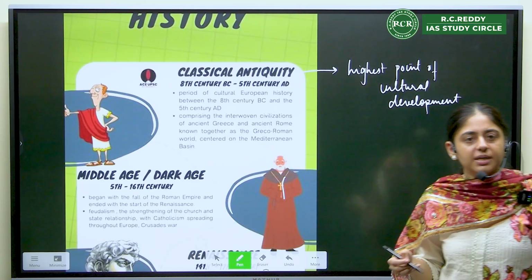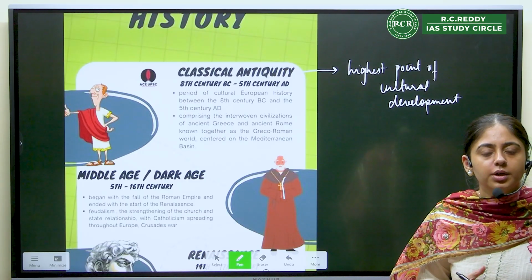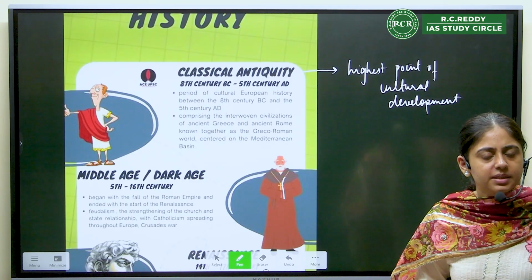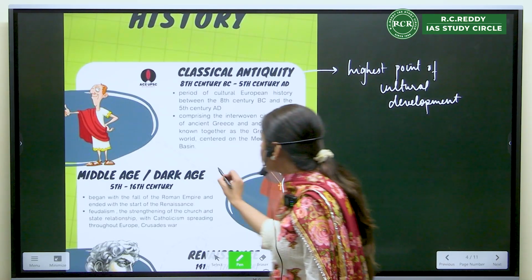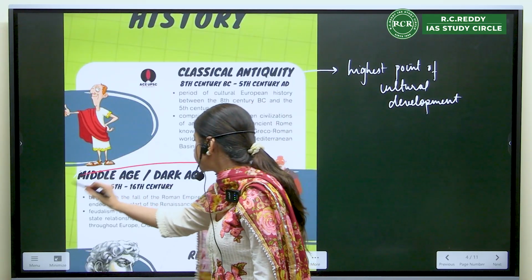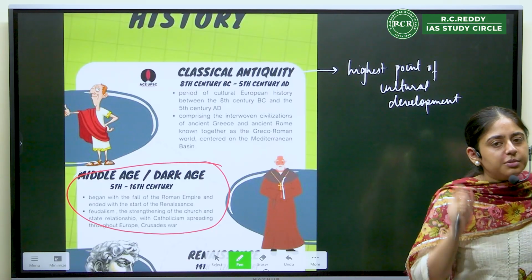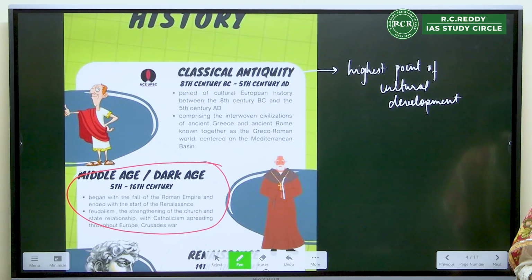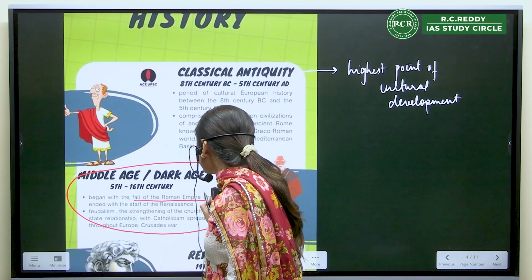Architecture wise, art wise, literature wise, it was flourishing. New ideas like democracy, republics were flourishing. And then came an age in Europe which was known as Middle Age or Dark Age. Now, this was the age in Europe when a lot of religious wars started. Catholics and Protestants were fighting, right? And in this age, the fall of the Roman Empire happened.